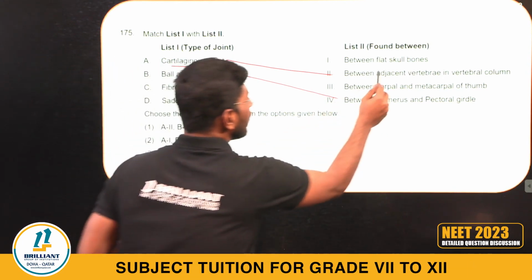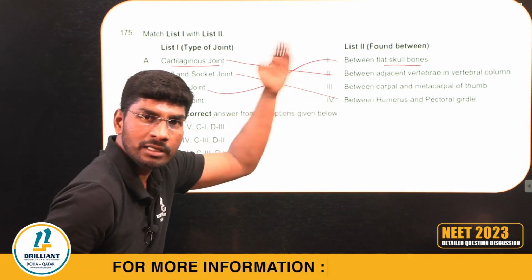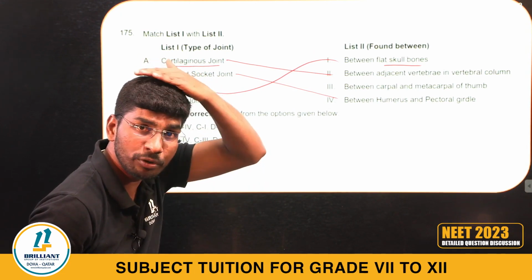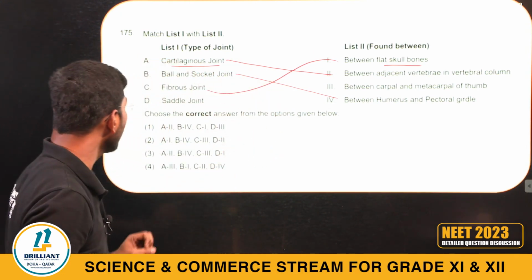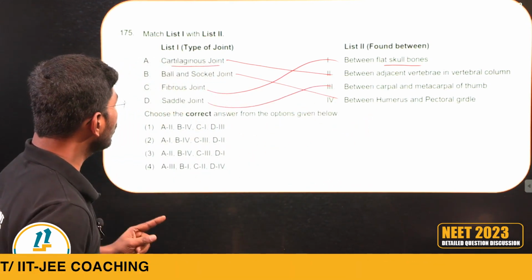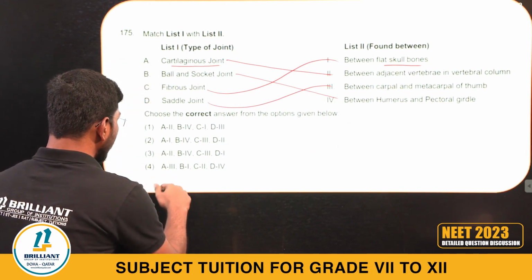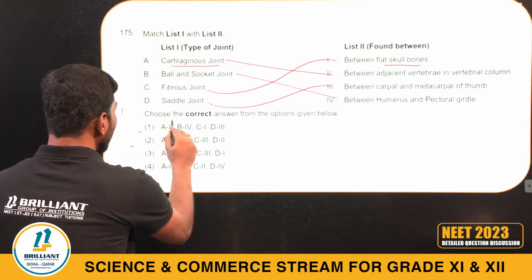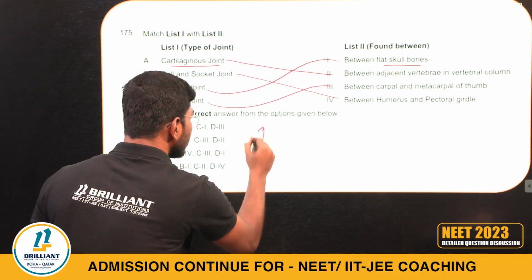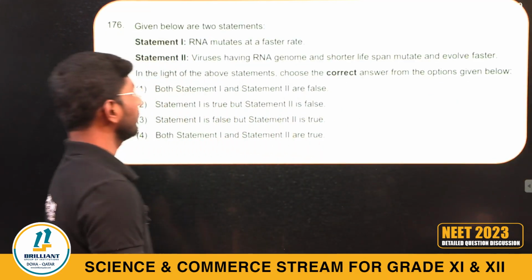Fibrous joint. Now look at the flat skull bones. These are immobile. Fibrous joints are between the skull bones, frontal, parietal, occipital. These cranial bones are attached with fibrous joints, immobile joints. Saddle joint is between the carpals and the metacarpals of the thumb. So 2, 4, 1, 3. Option 1 is the right answer. Right? 2, 4, 1 and 3.